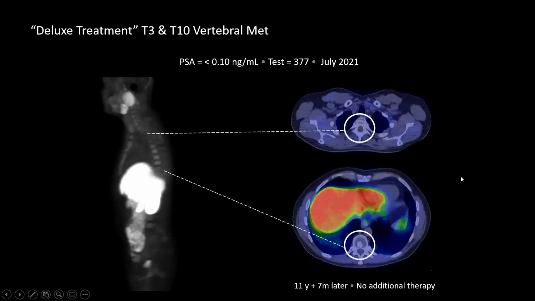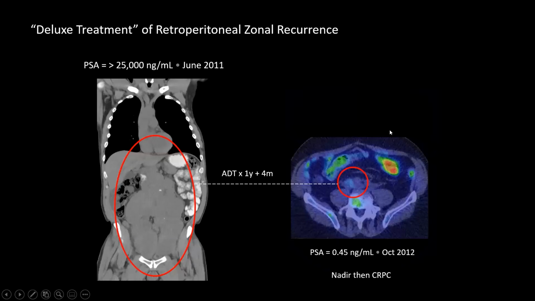And I actually presented that patient when I first spoke in 2011. 11 years, 7 months later, this patient is not even on hormone therapy. His PSA is unmeasurable. He has no evidence of recurrent disease. And he is leading a great life. And he's only in his mid-50s now, but he is very happy. And I feel very good for this individual.